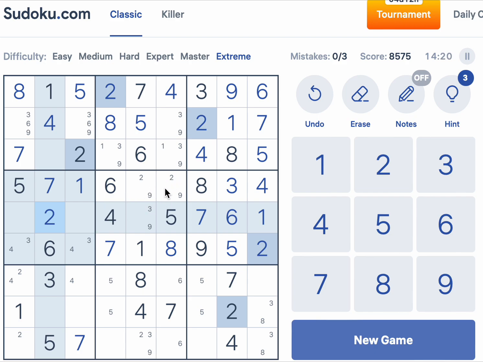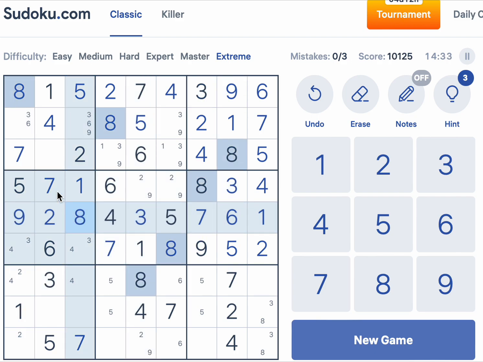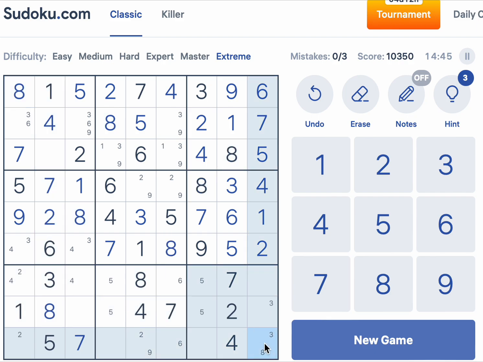Again, for this block, we have 2 9 pairs, so this cell must be 3. And for this row, we're only missing 8 and 9. With 8 here, this cell must be 9. This cell is 8. With this 2 column having 8, this cell must be 8 for this block. And with this 2 row and this 2 column having 8, for this block, this cell must be 8. As a result, this cell must be 3.